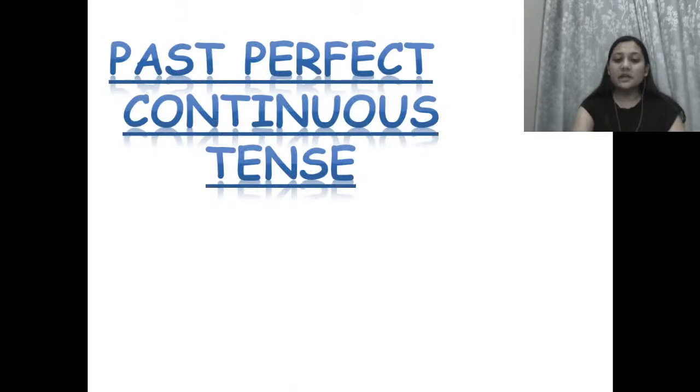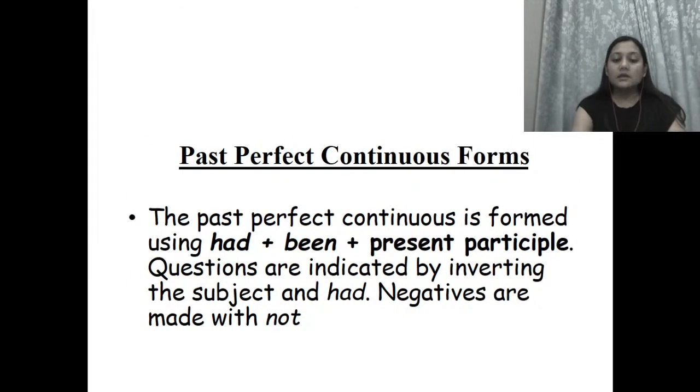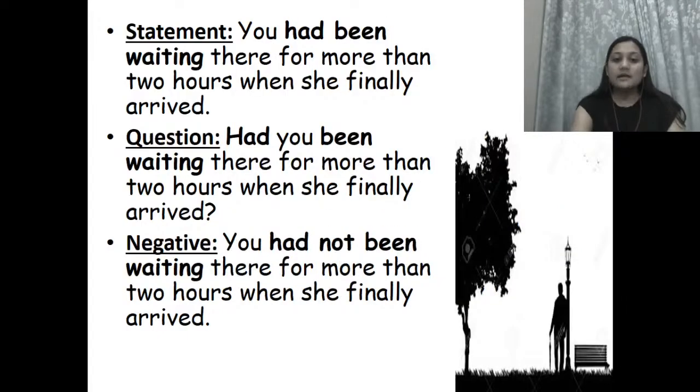Now, past perfect continuous tense. The past perfect continuous, also called past perfect progressive, is a verb tense which is used to show that an action started in the past and continued up to another point in the past. Now, the form of it. So, it is had plus been plus present participle. Right? Statement में हम कैसे use करेंगे?